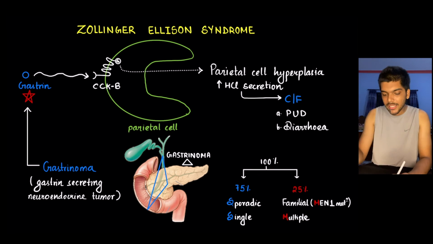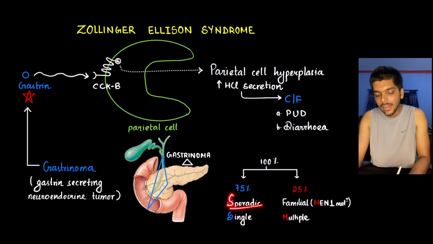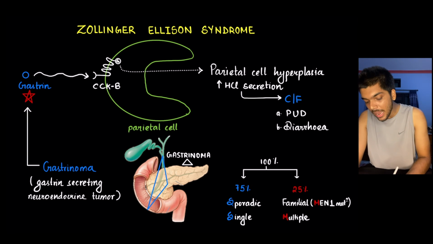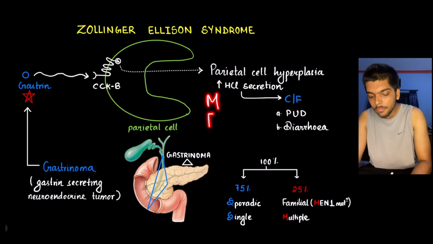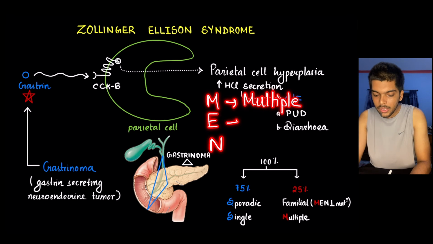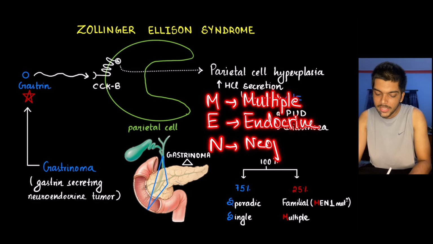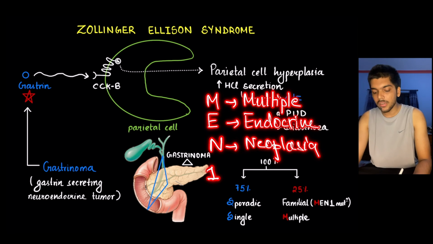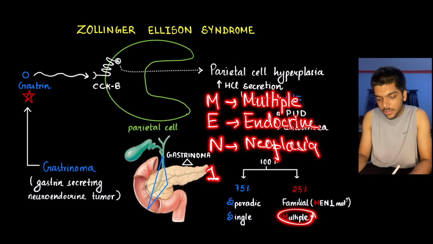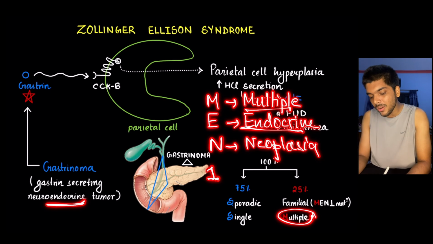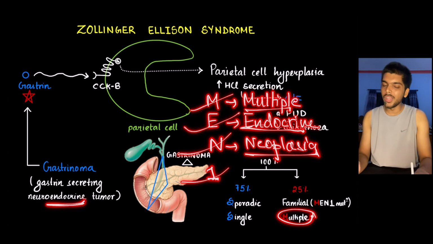See, of 100% of the cases, 75% is S for sporadic, S for single, and 25% of the cases is due to M for MEN1 mutation and M for multiple. MEN, full form: multiple, E for endocrine, and N for neoplasia, 1 mutation. Are there multiple tumors? Yes. So multiple. Is it an endocrine tumor? Yes, it is an endocrine tumor. So endocrine. Is it a tumor? So neoplasia. So multiple endocrine neoplasia 1 mutation.